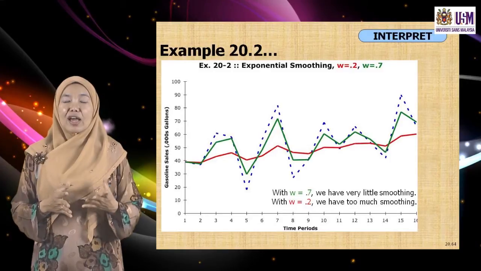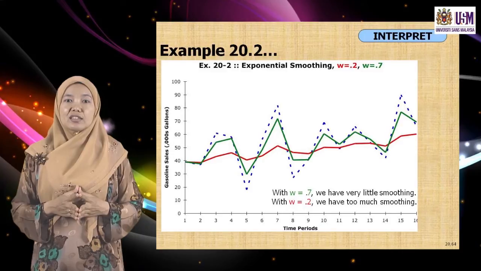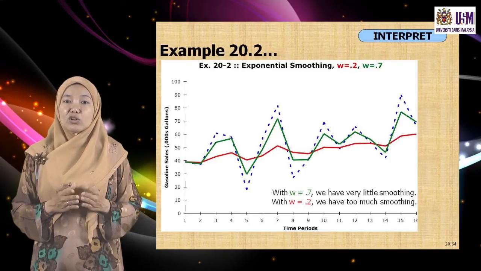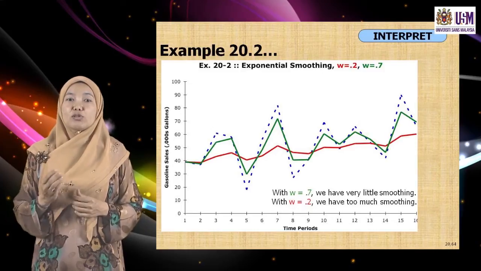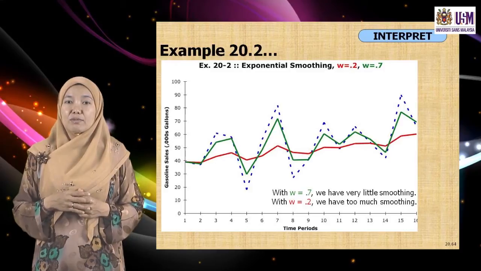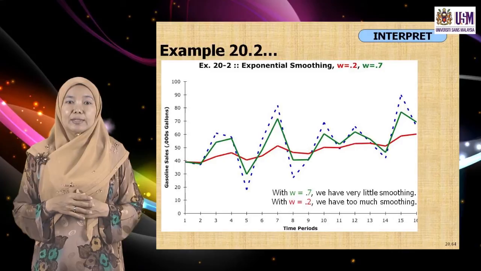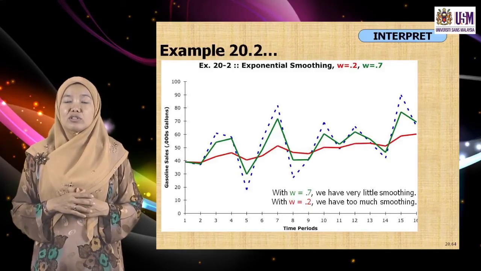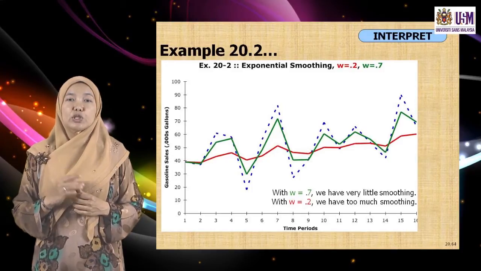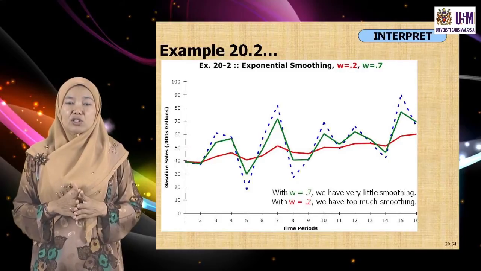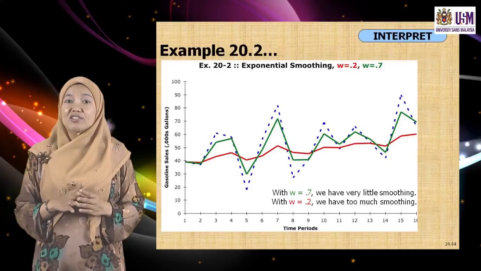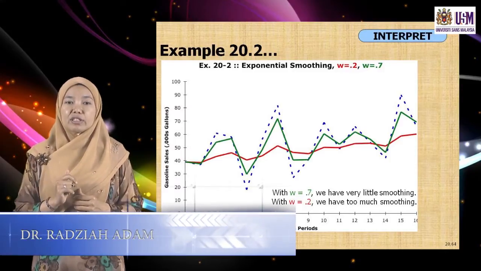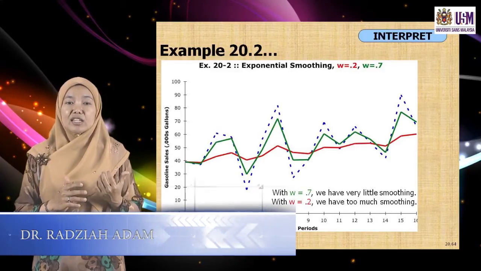Let's look at the effect of different values for your smoothing constant. The one in the red line is where you calculate the exponential smoothing using a smoothing constant of 0.2. That is a small value. The one in green is calculated using a smoothing constant that is a bit higher, 0.7. Compared with the actual data, the dotted line in blue, the red line, using a small value for the smoothing constant, gives you too much smoothing. It takes out almost all the variation, and you see almost a flat line. The one in green, with a bigger smoothing constant of 0.7, still has the ups and downs, the variation. It is a bit smoother compared to the actual data, the dotted blue line.